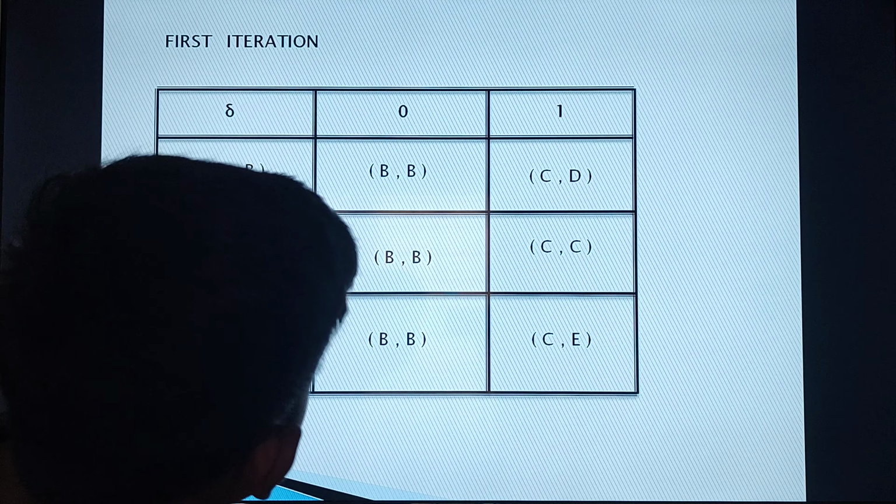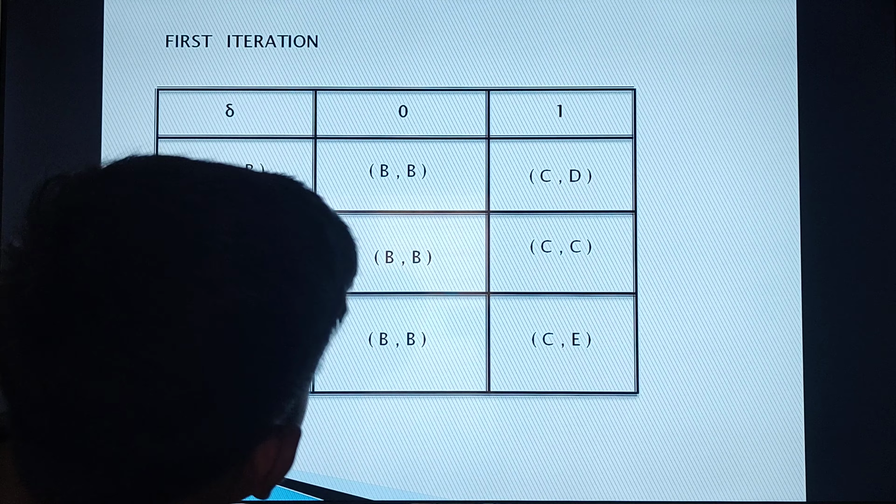This is our question. Let us try solving it. This is known as the transition table. Start from A, B, C, D, E. Remove the last state. A, B, C, D. Remove the first state.